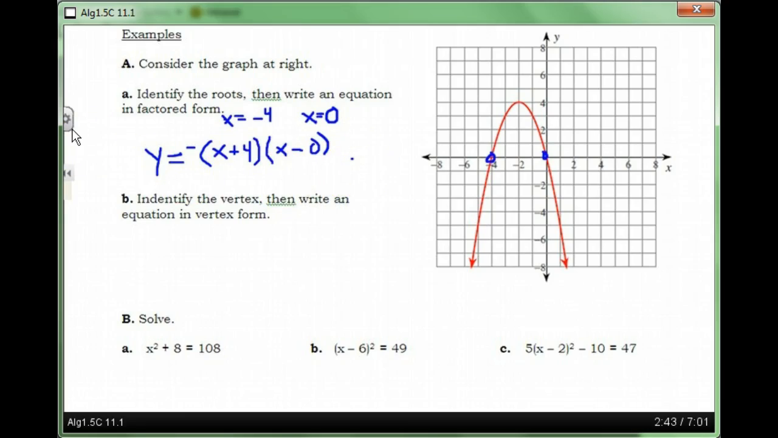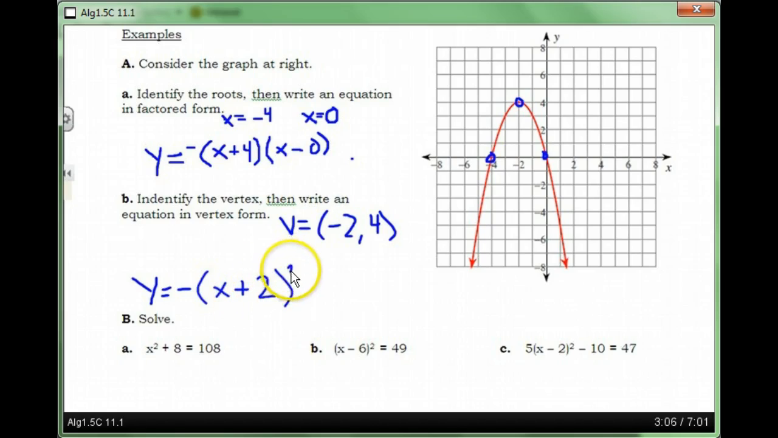Letter B, identify the vertex, then write the equation in vertex form. So the vertex is going to be here. The coordinates of the vertex are -2 and 4. So if I write the equation, that is y equals, again it's negative because it's a downward facing parabola, (x minus -2) to the power of 2 plus 4. If we look at where the vertex is, from the origin we went 2 to the left, which is why it's a plus 2. And then we went up 4, which is why it's a plus 4.